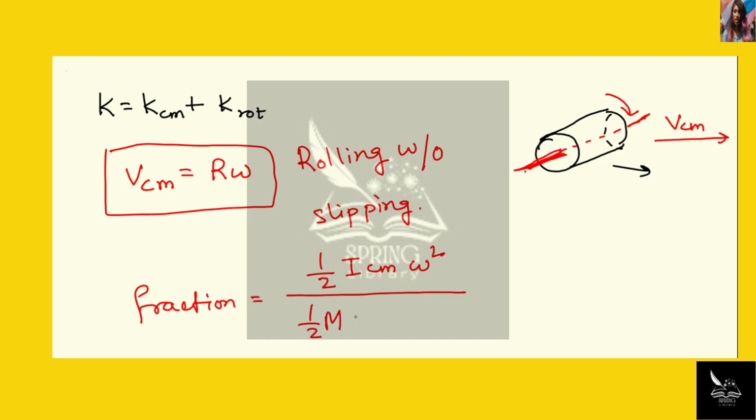m VCM squared. Since we said that this is just a linear motion, so we have the linear kinetic energy plus the rotational part, which is half of ICM omega squared. Right, so we'll be using this equation only for different parts, and as we mentioned, the only thing that will change is the moment of inertia.